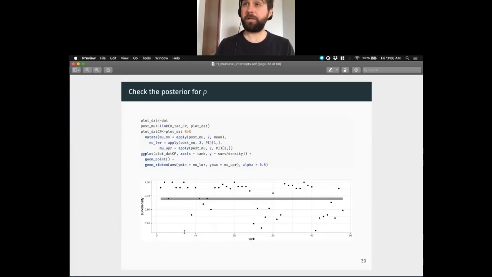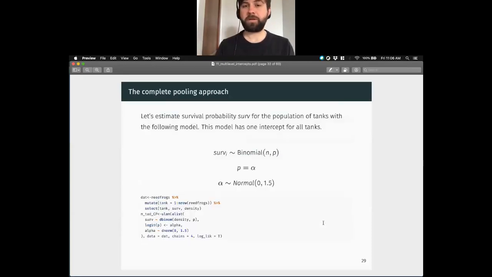But this is the complete pooling model, right? We haven't used any tank-specific information here. All we've done is use all of the observations and treat them the same, and then we're going to make the same prediction for every tank. That's what our model says to do, right? It says that survival is distributed binomial in P, and it says that P takes on a single value, and that's alpha. I'm sorry, it should be logit P. Miswrote it in the specification. At least I estimated the model correctly.